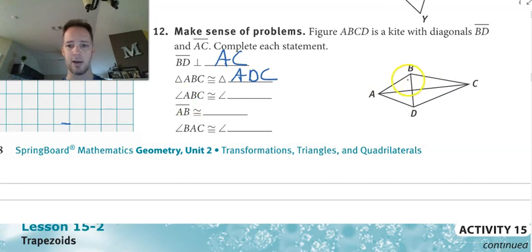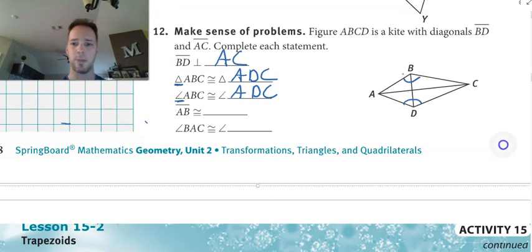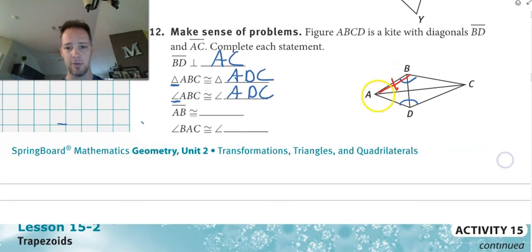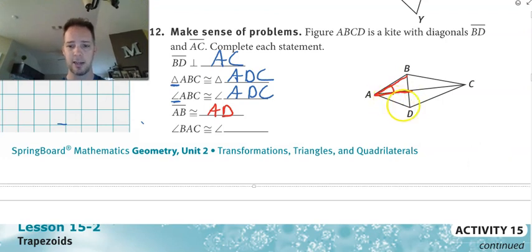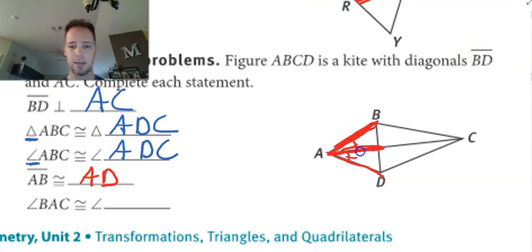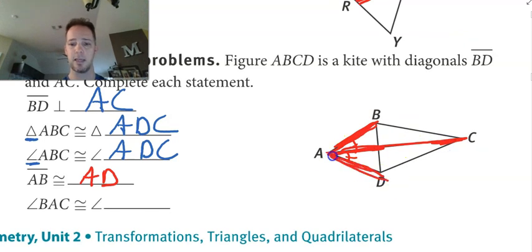Angle ABC right there is congruent to angle ADC. So remember, this symbol represents the whole triangle. This symbol just represents the angle. Segment AB right here is congruent, reflected across that line of symmetry, to AD. This is real easy. And angle BAC, this angle right here, is going to be reflected across to get DAC over here. So those two angles are congruent. BAC will be congruent to DAC.